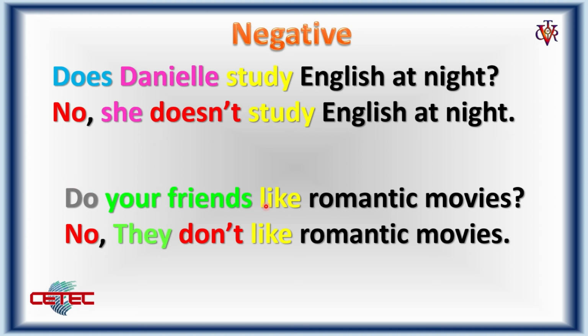Do your friends like romantic movies? No, they don't like romantic movies. Now, friends, plural. That means they. They use do. Do your friends like? The verb like. Don't forget, in a negative option, all the verbs have to be in a simple present. Do your friends like romantic movies? No, they don't like romantic movies.